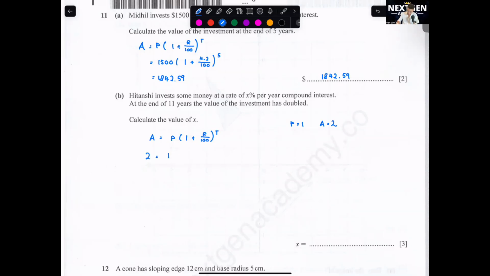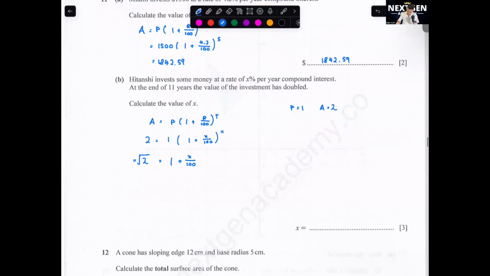So 2 equals 1 times 1 plus X over 100 to the power of 11. We rearrange this. 2 equals 1 plus X over 100. Rearrange again. 2 minus 1, then you multiply by 100, right at the back. Multiply by 100 is equal to X.